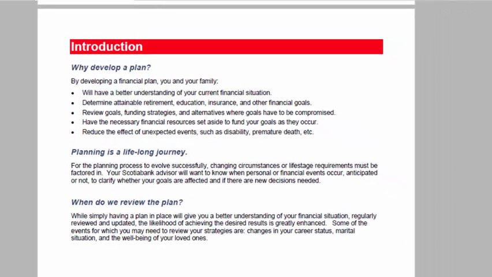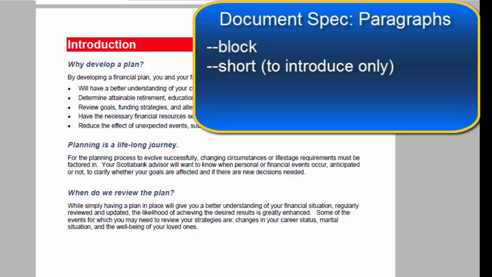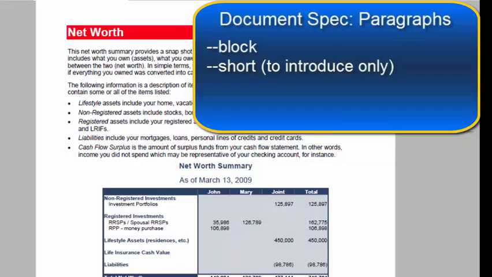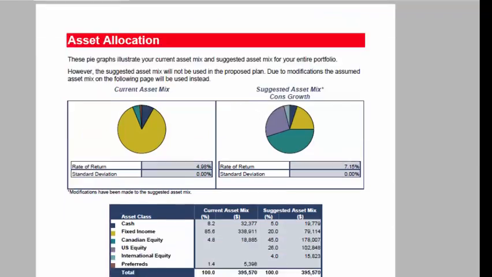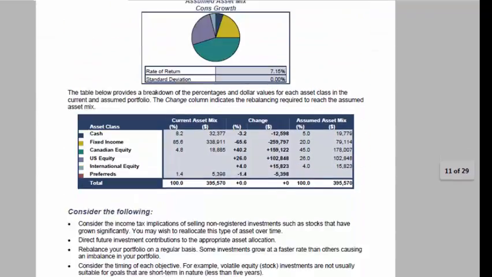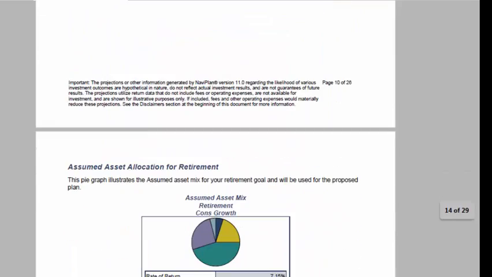Finally, let's look at paragraph styles. Beginning again on the introduction page, you notice that paragraphs in this document are block paragraphs. This means they are not indented and are set off with a blank line space above and below. Also notice, and this is very important, that paragraphs are short. Few paragraphs are longer than 3 to 4 lines. You see this design specification on the introduction page, net worth, cash flow, asset allocation, assumed asset mix, and so on. In other words, in business writing, keep paragraphs short.